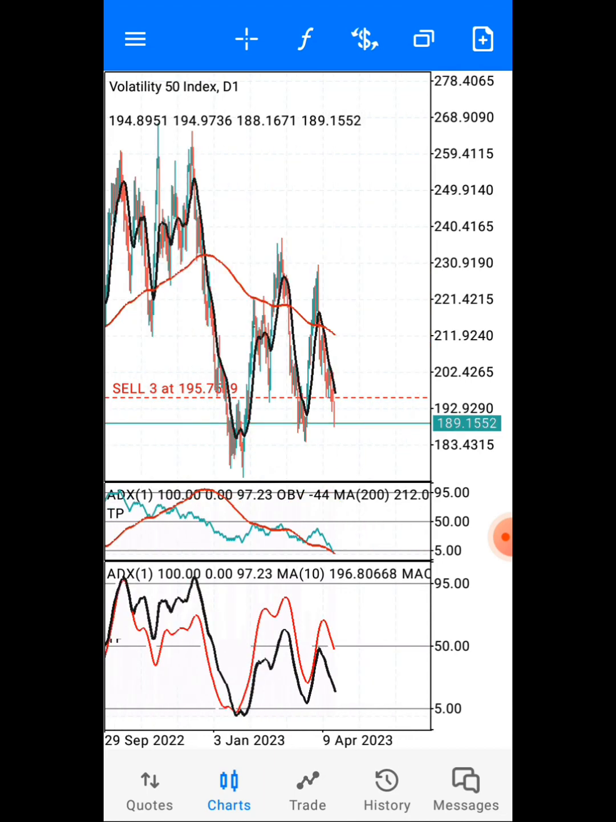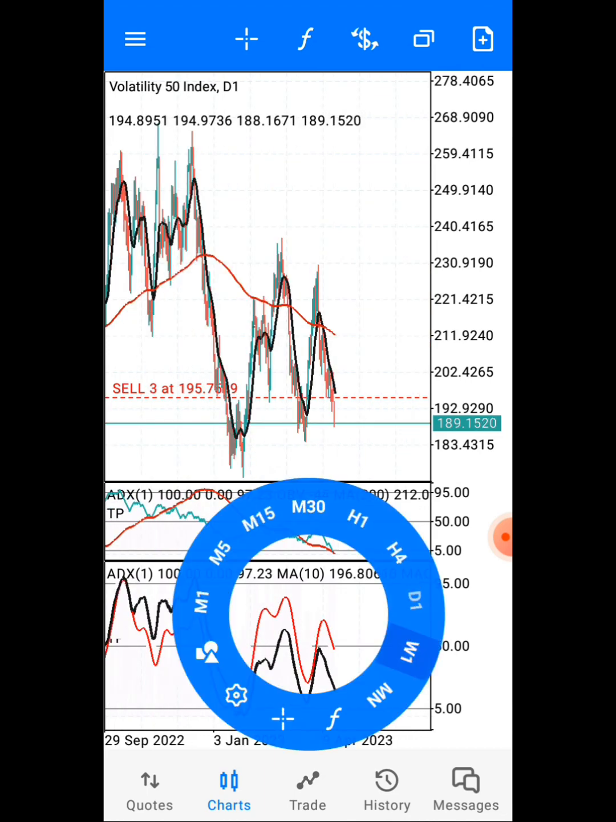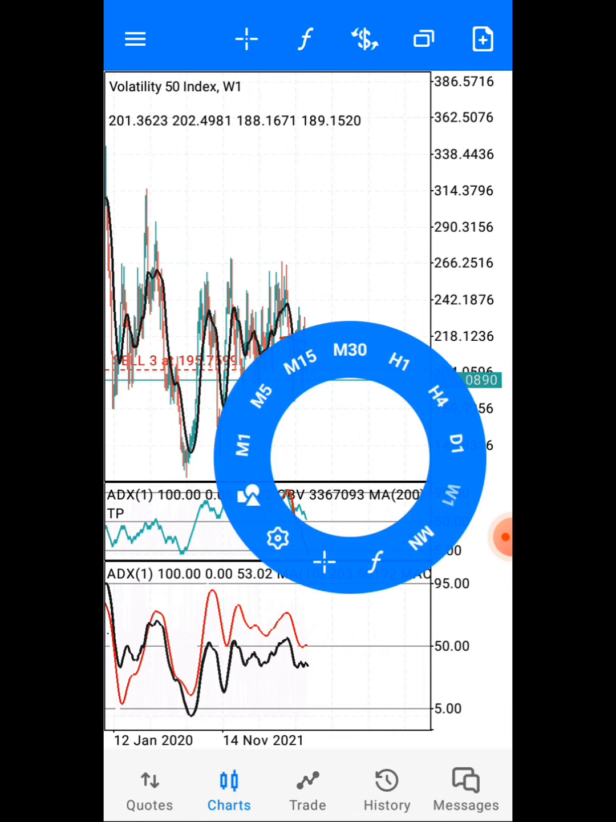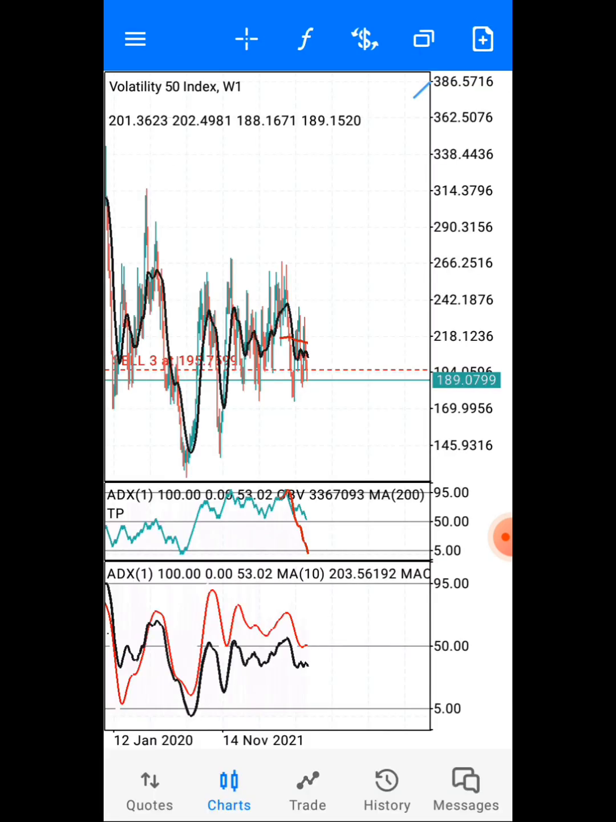So now, for us to know the movement of this market, this is our weekly time frame. For me to be able to see the market movement clearly, I bring out my trend line. You see, the weekly time frame is creating a triangle pattern. You can see it's creating a triangle pattern.